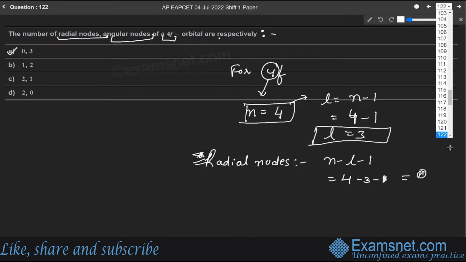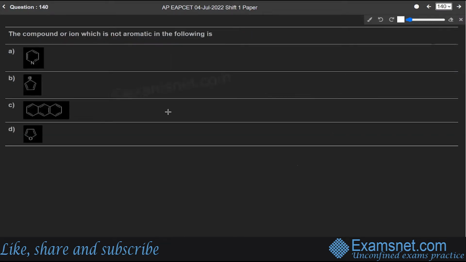Now let's look into question number 140. This question is from General Organic Chemistry, GOC. It is an important portion, a highly weighted topic in organic chemistry. The question states: the compound or ion which is not aromatic in the following. Four options are given. Yes, important.